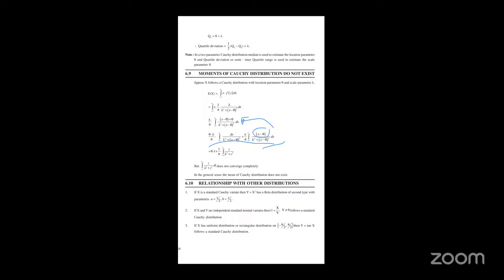So x minus theta is equal to z, as we did in the previous one. We substitute z. So z by lambda square plus z square into 1 by pi, plus this becomes theta into 1. But the integral of z by lambda square plus z square from minus infinity to infinity does not converge completely. It does not converge, right? That's why we say this distribution does not have moments. In the general sense, the mean of the Cauchy distribution does not exist. That is what they are saying: it does not exist.